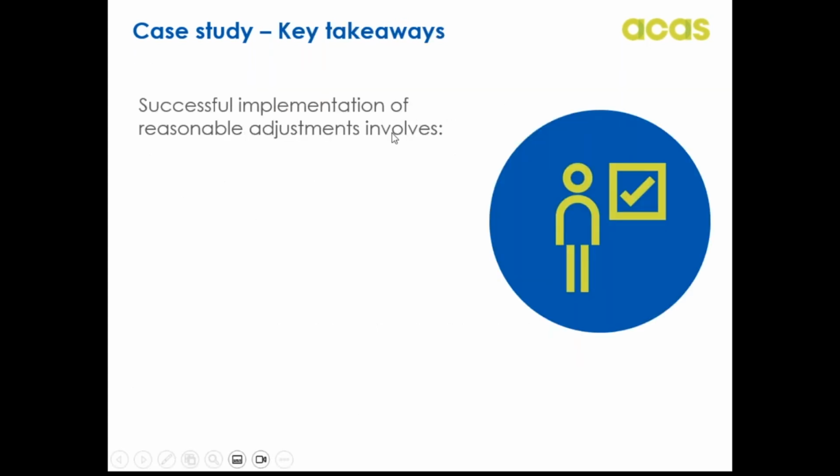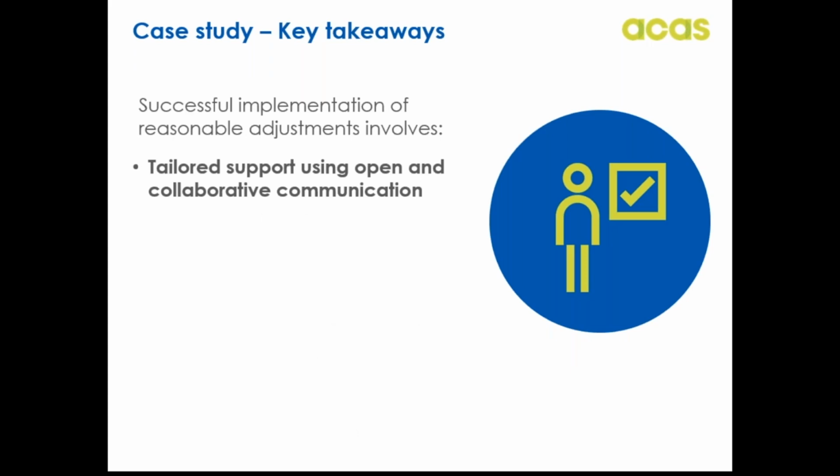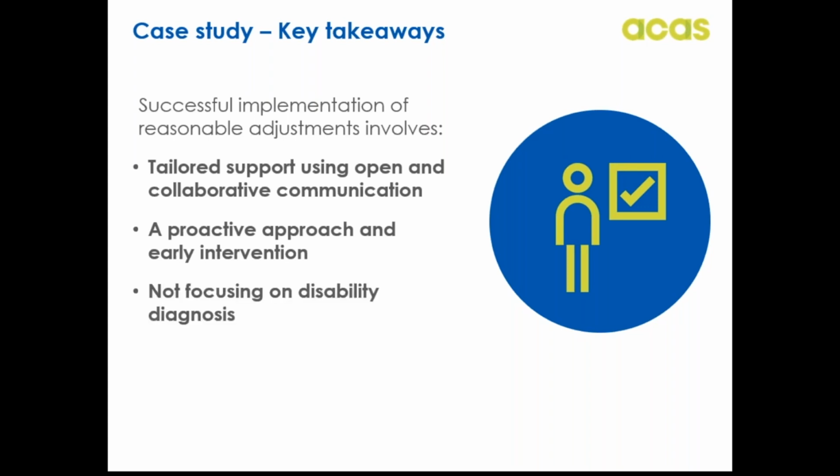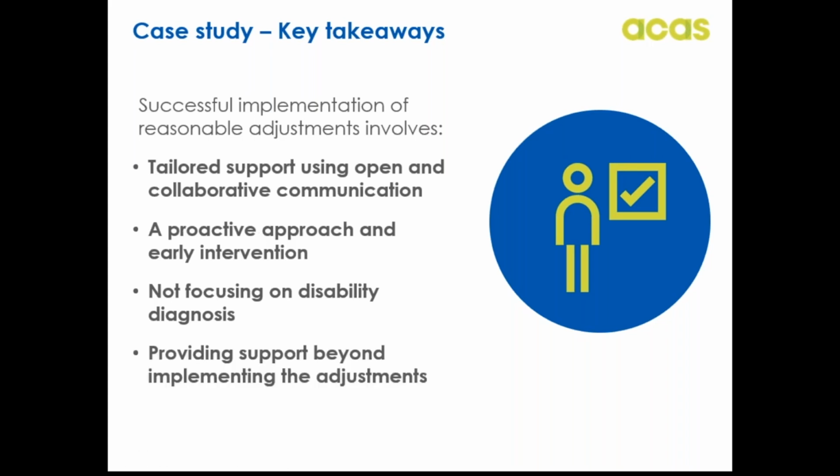So the key takeaways from this case study are: understanding and addressing individual needs is crucial for adjustments to be effective. A proactive approach and early intervention can prevent things from escalating. And don't focus on disability or diagnosis. Aim to find solutions to support the individual. And provide ongoing support beyond implementing the adjustments. This can be via regular reviews and check-ins. I hope this case study has been useful to demonstrate good practice measures for implementing a reasonable adjustment. I'll now hand you back over to Judith.